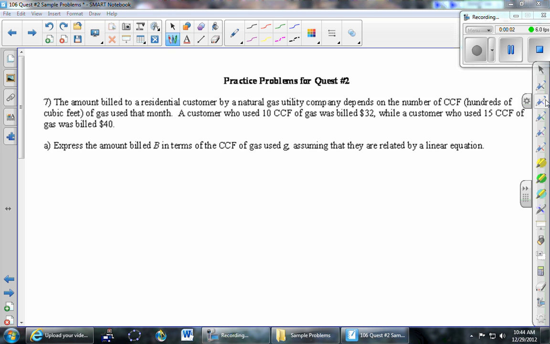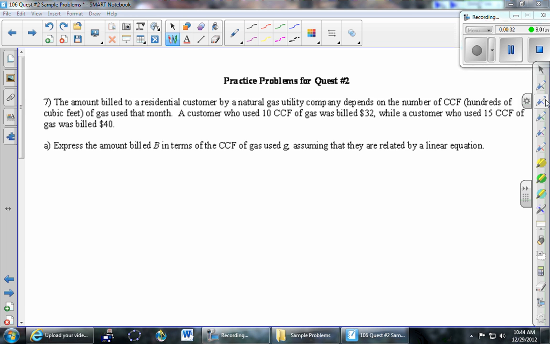This is problem number 7 on the practice problems for quest number 2. The amount billed to a residential customer by a natural gas utility company depends on the number of CCF, hundreds of cubic feet of gas used that month. A customer who used 10 CCF of gas was billed $32, while a customer who used 15 CCF of gas was billed $40. A. Express the amount billed B in terms of the CCF of gas used G, assuming that they are related by a linear equation.